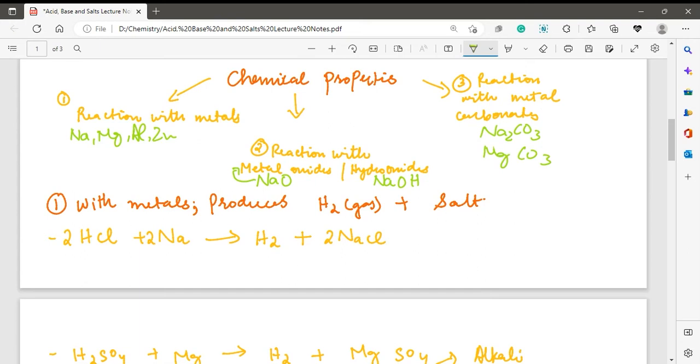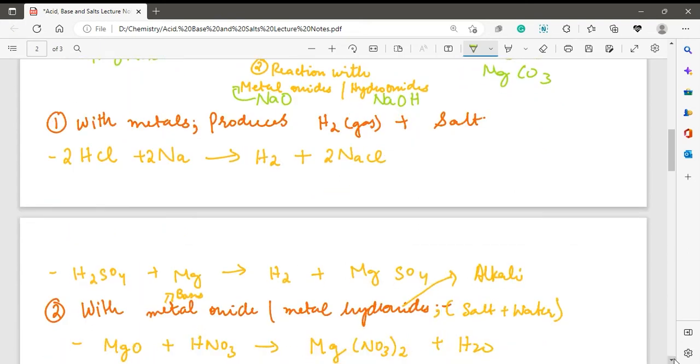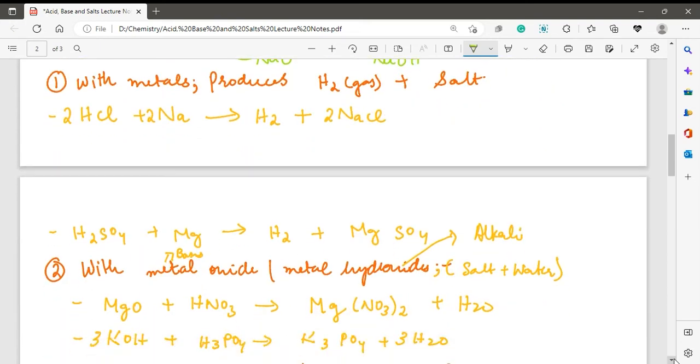The first reaction is with the metals. Whenever an acid reacts with the metal, it produces two substances or two products. The one is the gas, which is hydrogen gas, and the second one is the salt, and this salt is usually a soluble salt. Soluble salt is a salt which can dissolve in the water. So these are the two products for the reaction of an acid with the metal: the production of hydrogen gas and the production of a soluble salt.